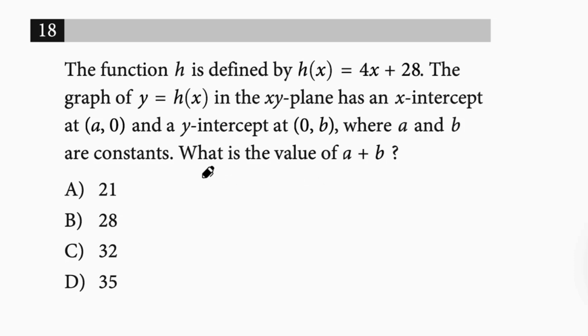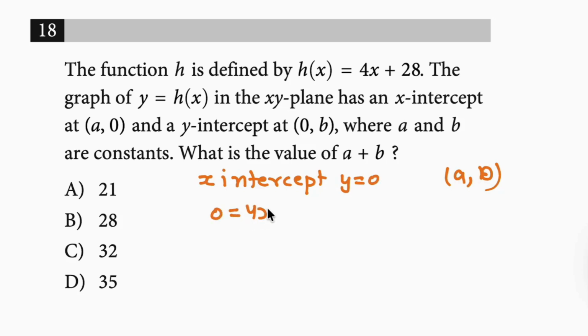Now let's first work on the x-intercept. For the x-intercept, y is equal to 0, and here we are given (a, 0) as the x-intercept. So let's put y = 0 in the equation. Subtracting 28 on both sides and then dividing by 4, x is negative 7. So a is negative 7, because here x is represented as a.